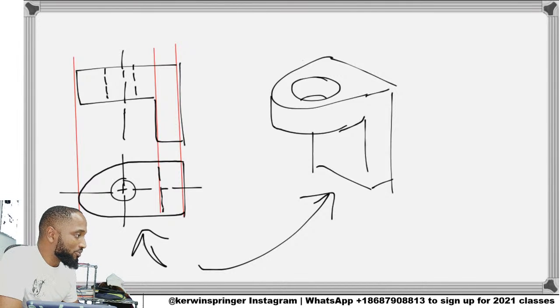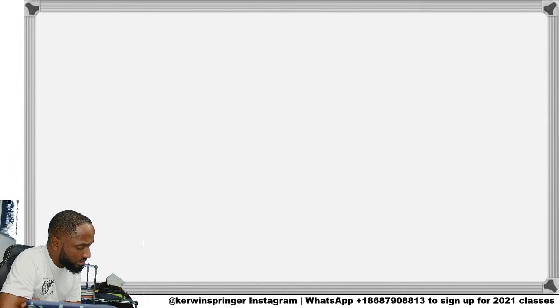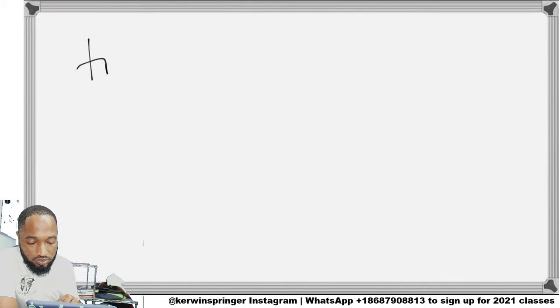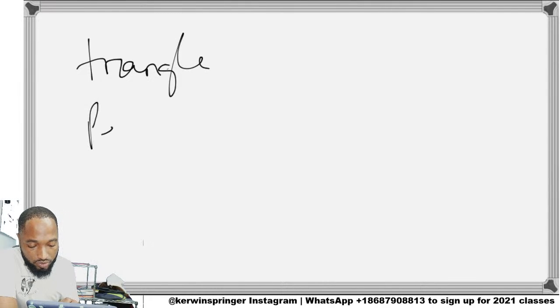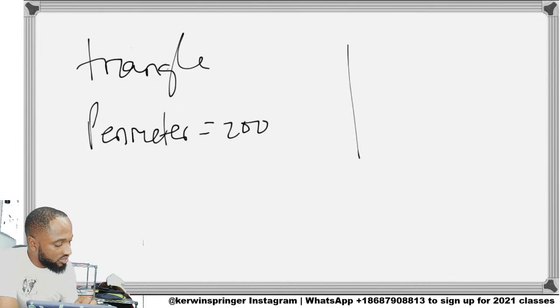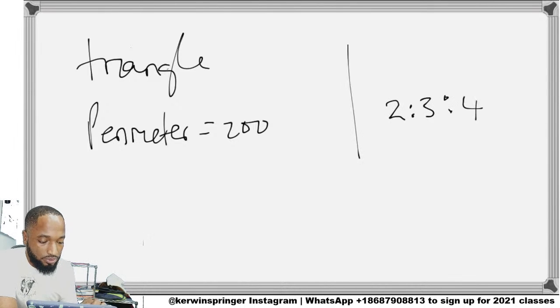We want past papers. Triangle of 200 millimeters, shortest side. So they'll give you a triangle with perimeter 200, and then they give you the ratio of the sides 2, 3, 4, and ask what is the length of the shortest side?